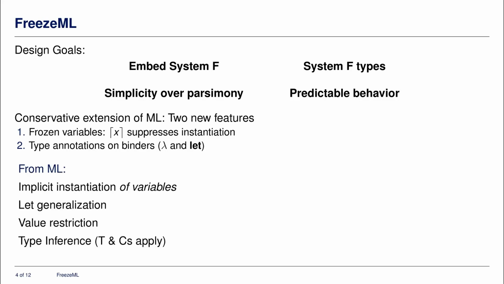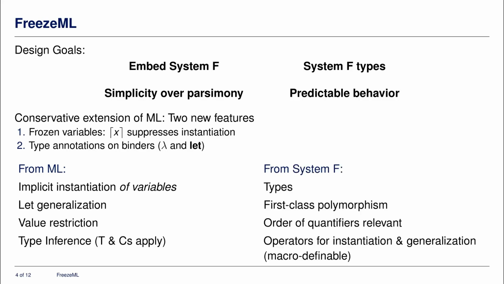So here's what we've taken from ML. We kept the implicit instantiation of variables that ML does, and we kept the let generalization. FreezeML also obeys the value restriction, but that won't really be relevant for the rest of the talk. And finally, we still have type inference, but with some terms and conditions attached about when you need to annotate binders with types.